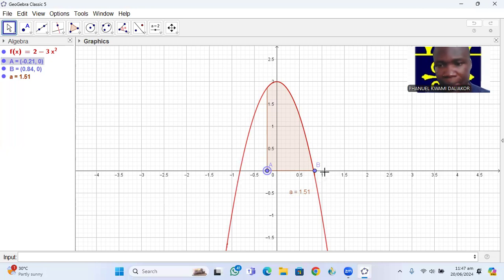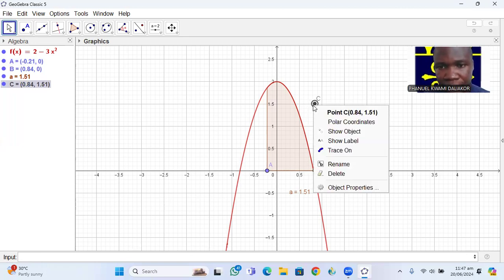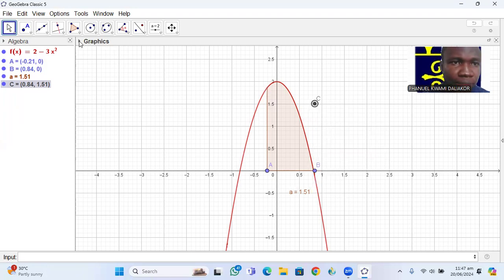I need a point on B to be located here in such a way that whenever I move B, the point moves along with B. So I'll come to the input field, open a bracket, then the point I'm going to use is point B, and then comma A, small letter A. So you have my point there. I can decide to change the color, or let's keep it black.